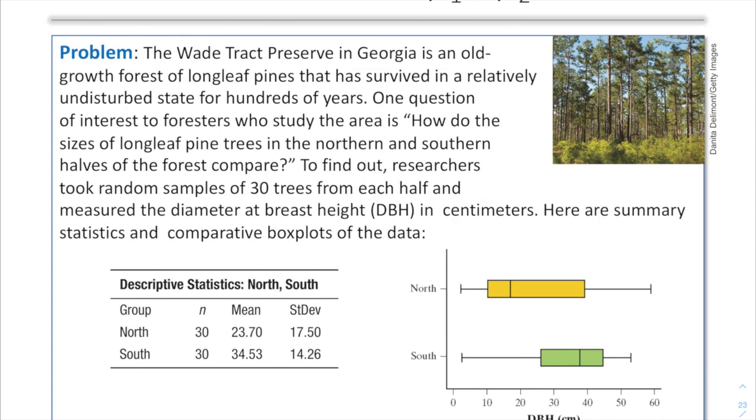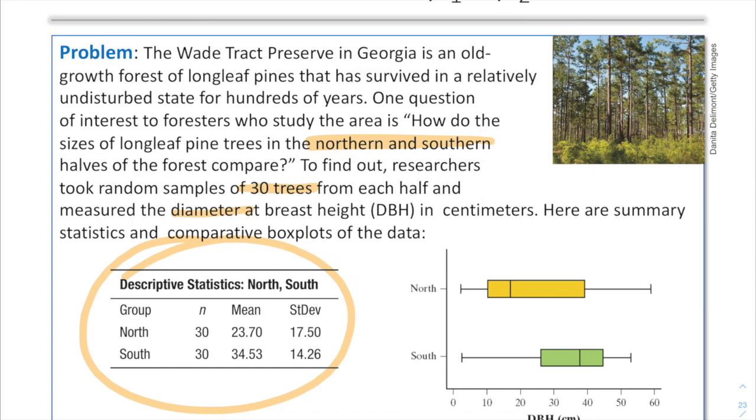All right, so here we have the Wade Tract Preserve in Georgia, an old growth forest of longleaf pines that has survived in a relatively undisturbed state for hundreds of years. One question of interest to foresters who study the area is, how do the sizes of longleaf pine trees in the northern and southern halves of the forest compare? We're comparing north and south. Those are our two groups. To find out, they take random samples of 30 from each half, and they measure the diameter in centimeters. Here's a summary. They give us the summary of the information here: sample size, the mean, and the standard deviation.